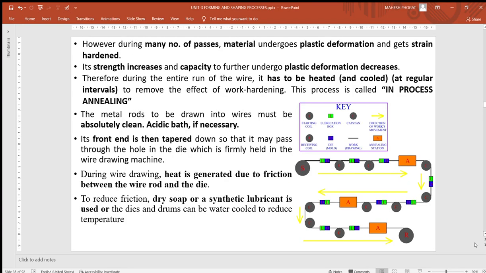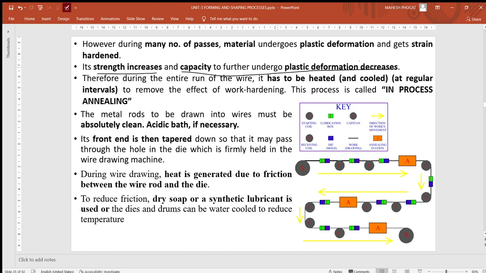During this many passes, plastic deformation will happen, and this is basically cold working. Here cold working is going on, so strain hardening will take place. Strength increases and the capacity to undergo plastic deformation decreases. Why does this point arise? Because it is a cold working process and strain hardening has taken place.